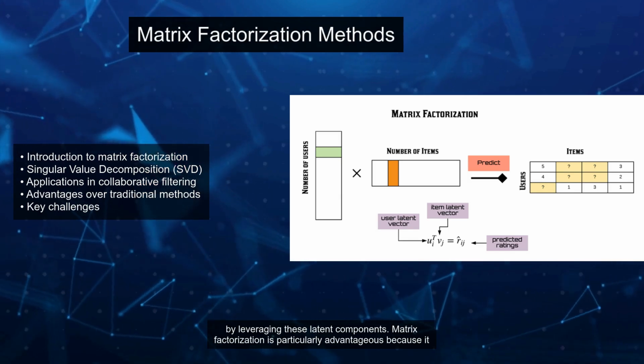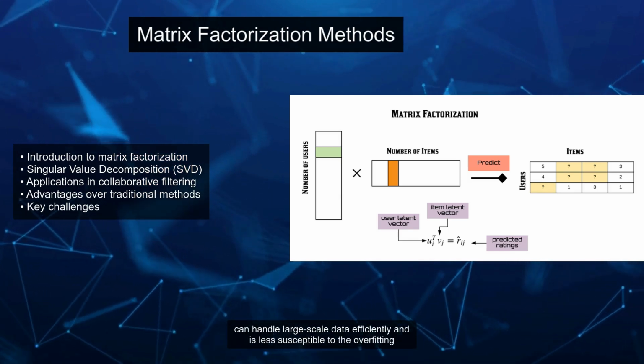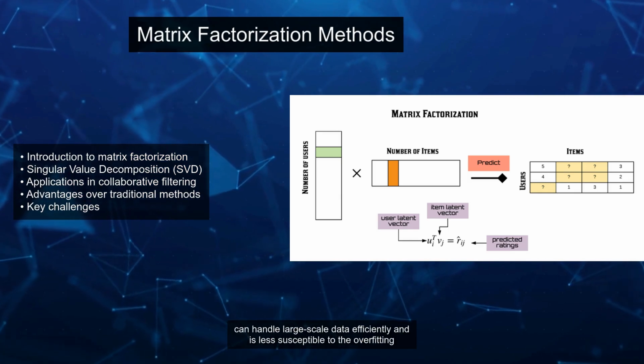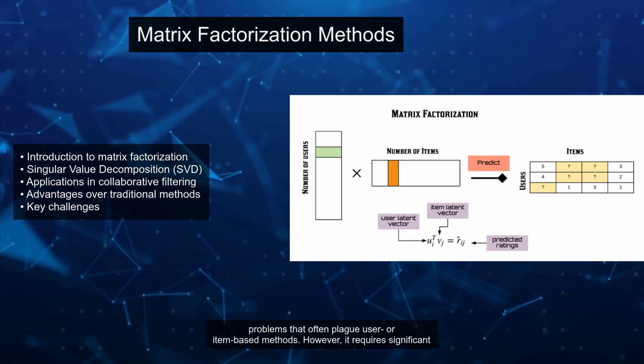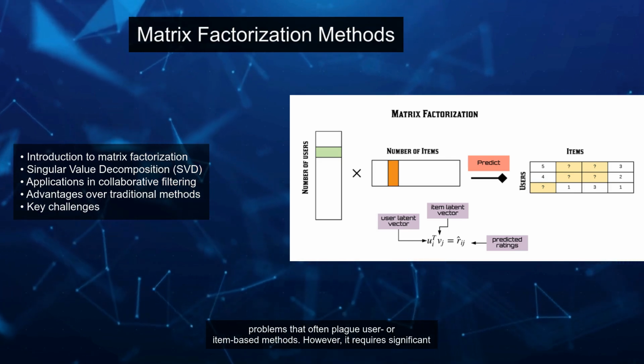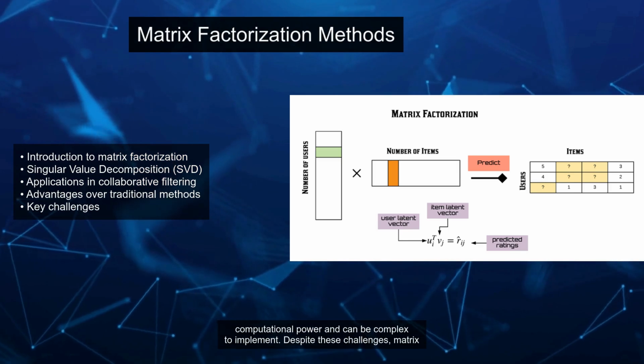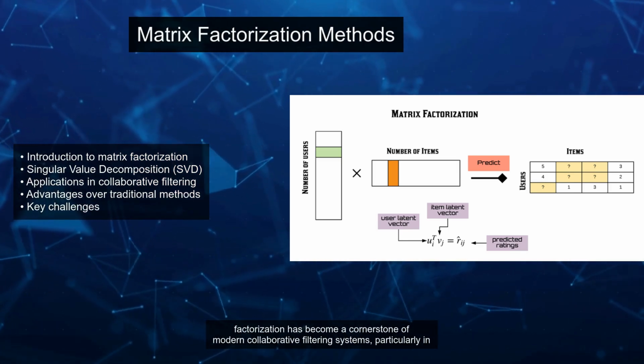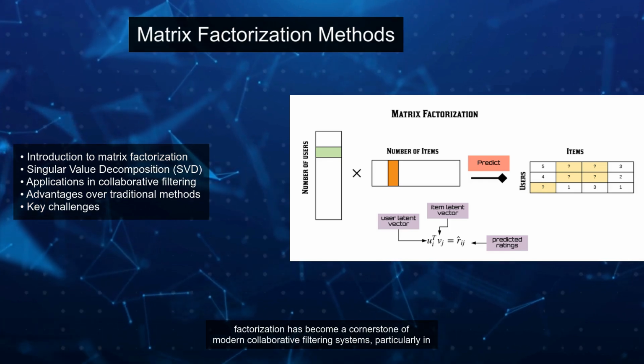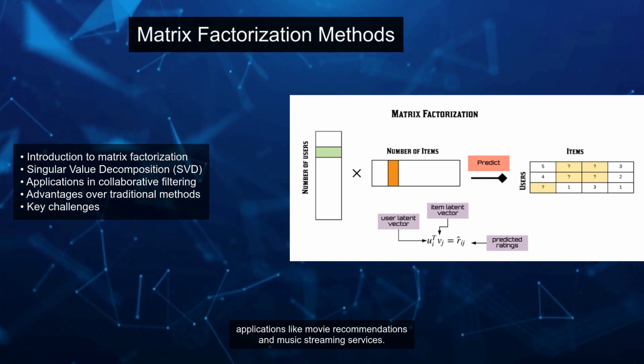Matrix factorization is particularly advantageous because it can handle large-scale data efficiently and is less susceptible to the overfitting problems that often plague user or item-based methods. However, it requires significant computational power and can be complex to implement. Despite these challenges, matrix factorization has become a cornerstone of modern collaborative filtering systems, particularly in applications like movie recommendations and music streaming services.